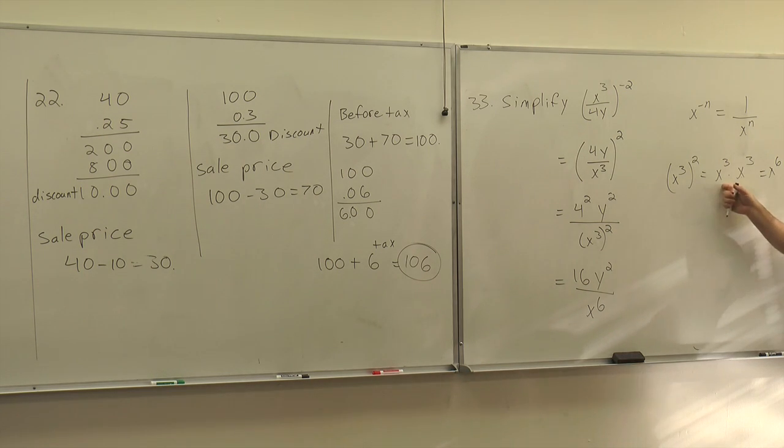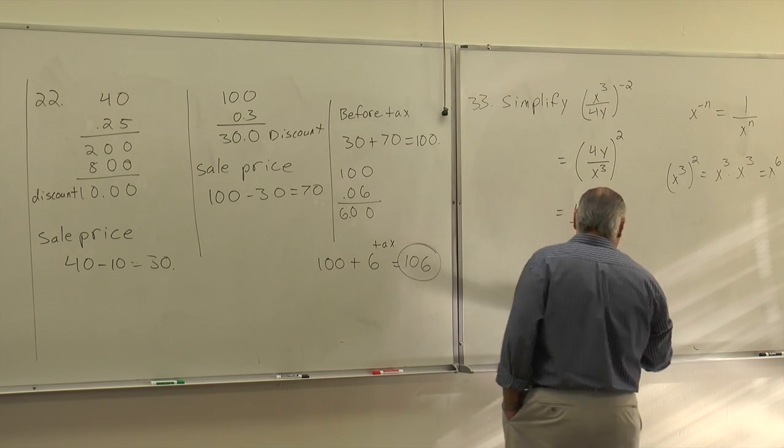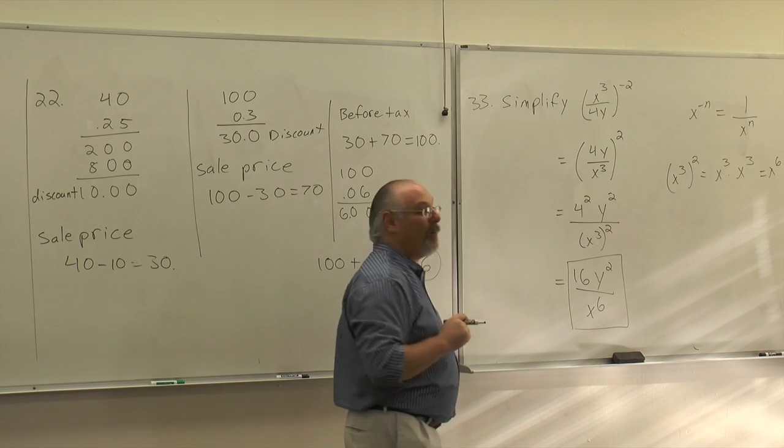Right? If I'm multiplying 3 x's and I multiply 3 more x's, I'm multiplying a total of 6 x's. That's x to the 6th. All right, so this would be the answer. The other way to do this problem, which for this particular problem I would not recommend.